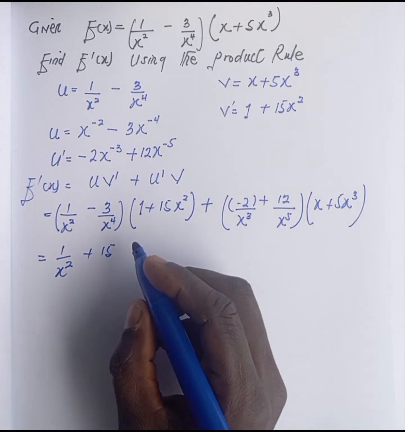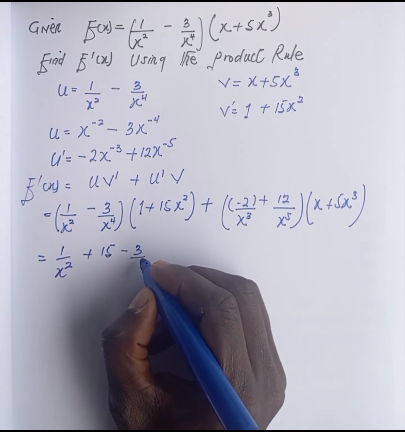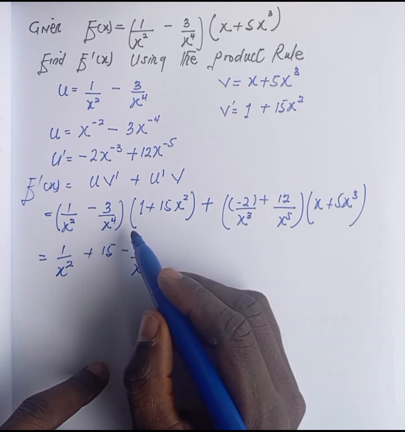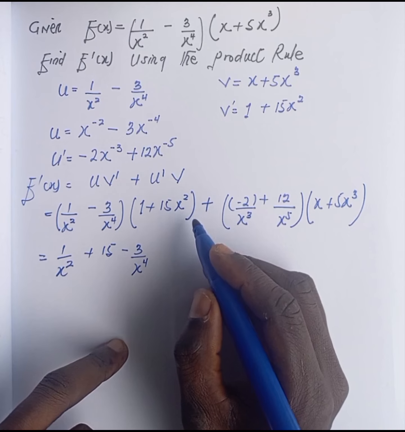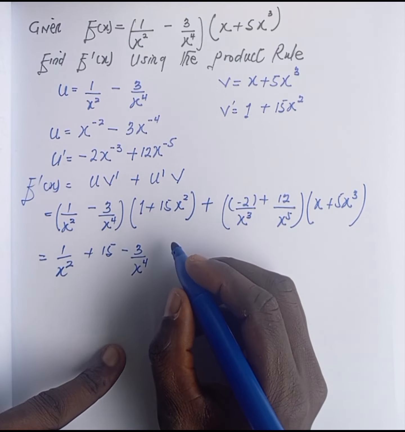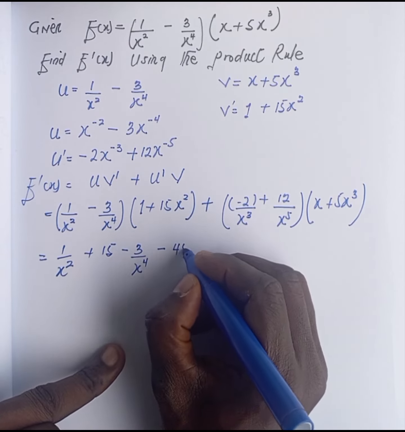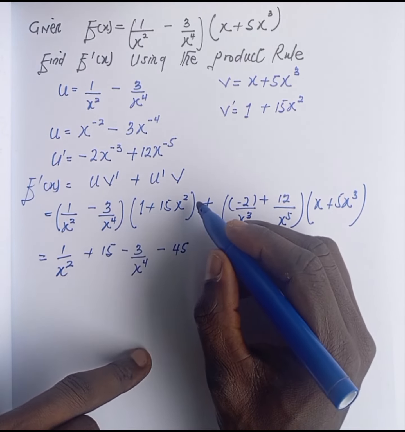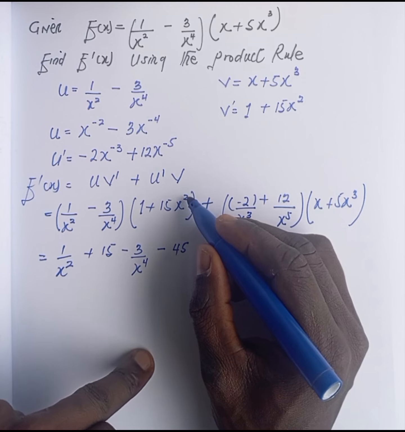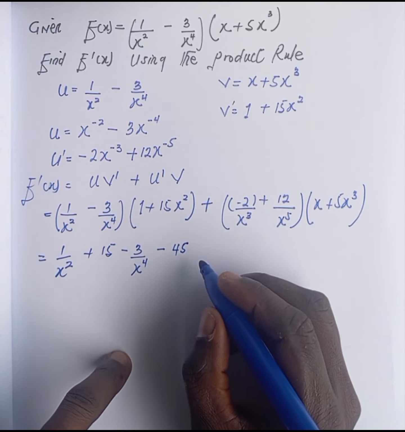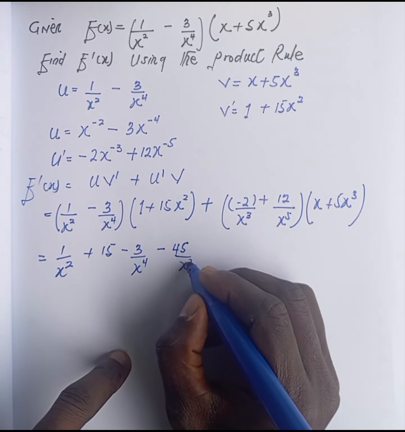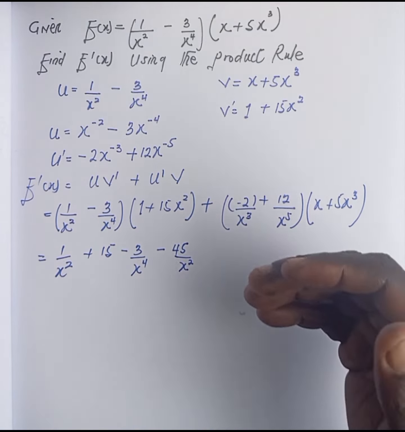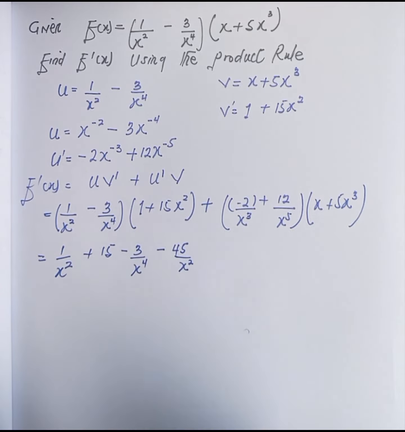We are still going to get minus 3 over x power 4. Minus 3 over x power 4 times 15, you know that we are going to get minus 3 times 15, we are getting minus 45. And then x power 4 dividing x power 2, we are going to get x power 2. That is indices, when the bases are the same and then they are dividing.